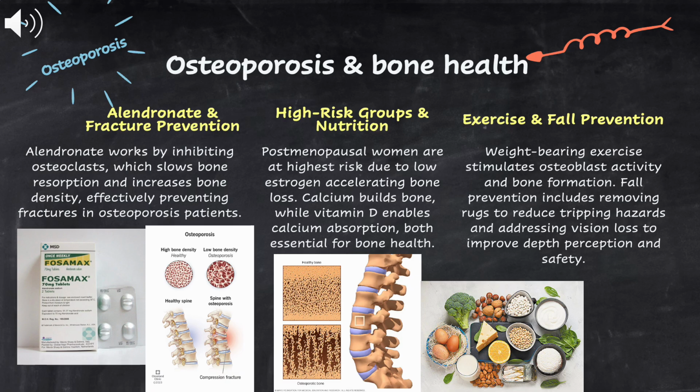Removing loose rugs, improving lighting, and addressing vision problems reduce fracture risk. Remember, in osteoporosis patients, even minor falls can lead to serious fractures, such as hip or compression fractures. So, when thinking about osteoporosis, focus on medication, nutrition, exercise, and fall safety.